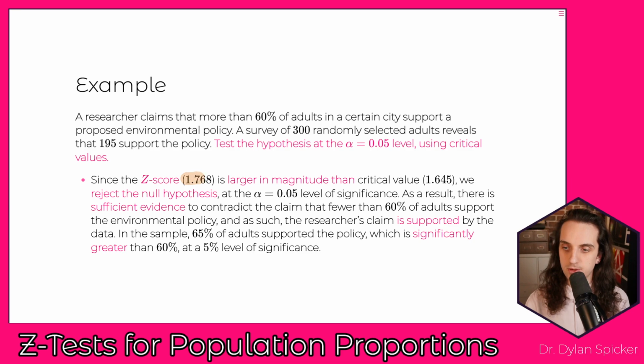So since the z-score 1.768 is larger in magnitude than the critical value of 1.645, we reject the null hypothesis at the 5% level of significance. As a result, there is sufficient evidence to contradict the claim that fewer than 60% of adults support the environmental policy, and as such, the researcher's claim is supported by the data. In the sample, 65% of adults supported the policy, which is significantly greater than 60% at a 5% level of significance. All right, so again, we state the evidence, we state what the conclusion of the hypothesis was statistically, and then we make that connection back to the actual scenario that we're dealing with here.